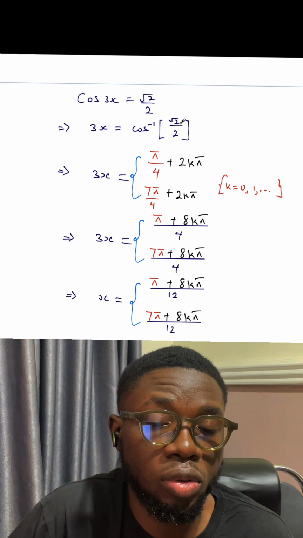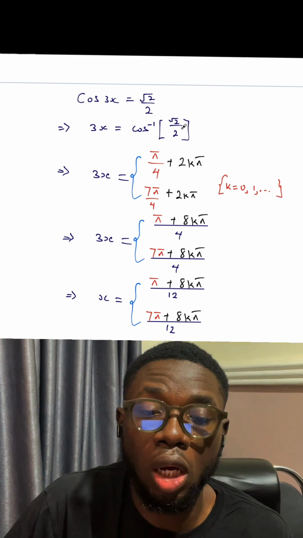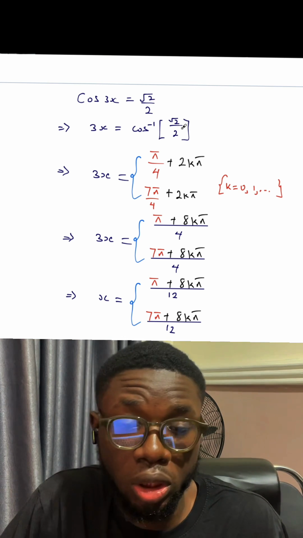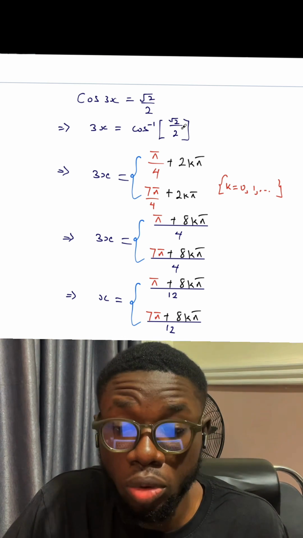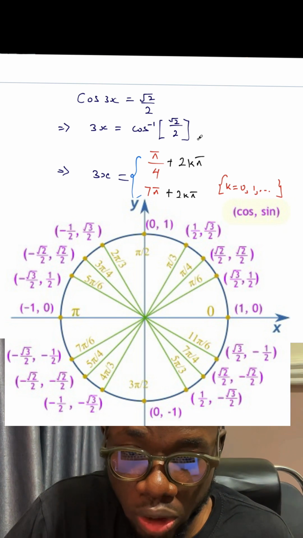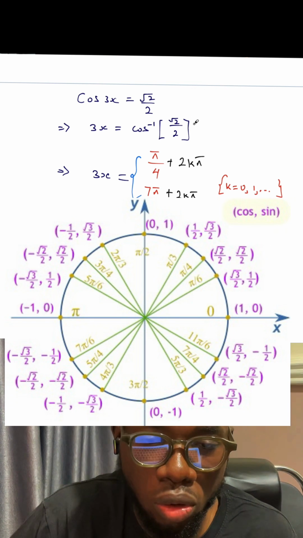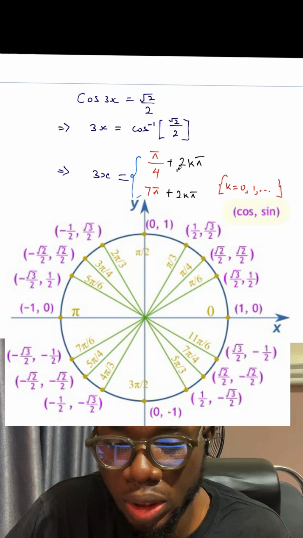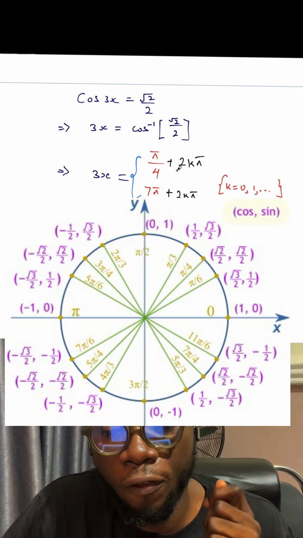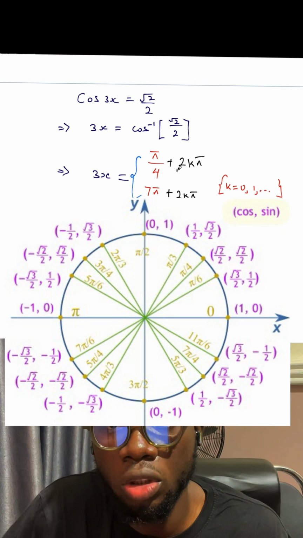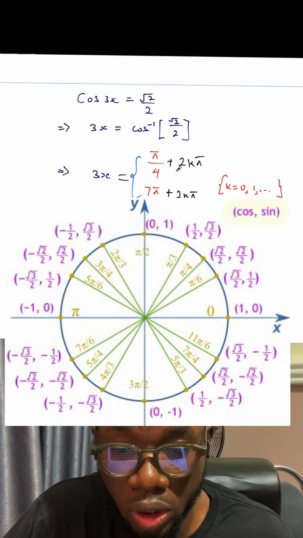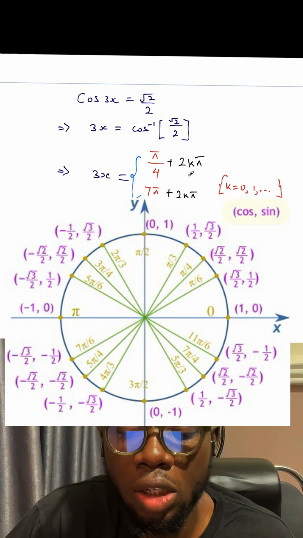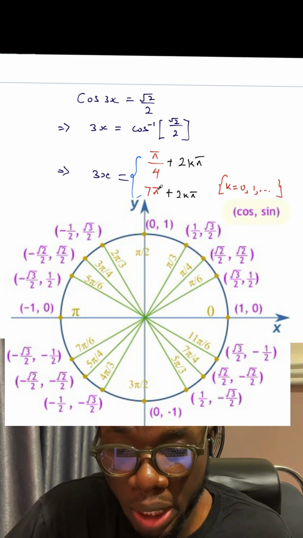Now, the cos inverse of root 2 divided by 2, if you look at your trigonometry ratios and your unit circle, there are actually two values that correspond to a positive square root of 2 over 2. Those values are in your first quadrant and in your fourth quadrant. So the first value there is pi over 4, and the second value there is 7 pi over 4.